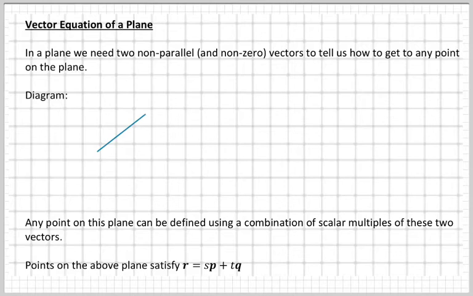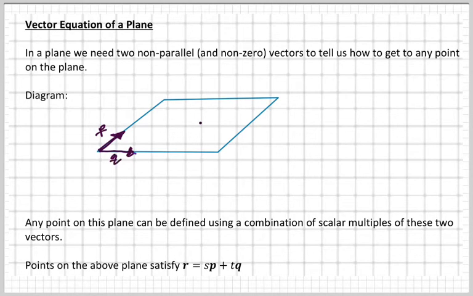Okay, so we're going to be going through the second half of the Chapter 2 booklet. Let's begin with the vector equation of a plane. If we think about a plane, to get somewhere on any plane, we need two vectors that are not parallel, say P and Q.